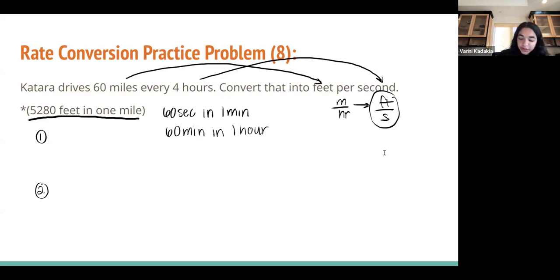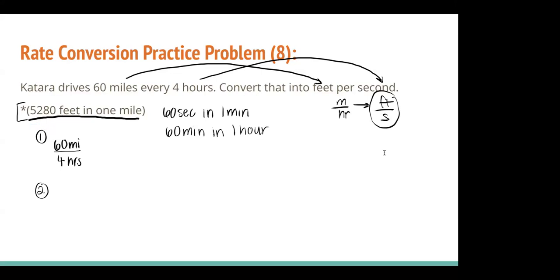First, we know that our starting ratio is going to be 60 miles in 4 hours, right? So let's ignore the hours for now and just focus on the miles. We need to convert miles into feet. If I want to get rid of the miles and keep the feet using this ratio, how should I set it up? Should I have feet on top, miles at the bottom, or miles at the top and feet on the bottom? What do you guys think?